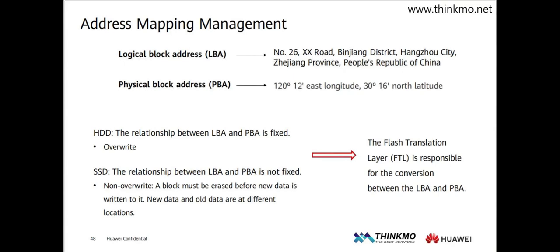For example, when you open a file stored on a solid-state drive on your computer, the operating system uses our logical address to send a request to the solid-state drive, and then the solid-state drive looks for the mapping relationship. After finding the physical address, we then read the data and provide it to the user. This is basically our process.